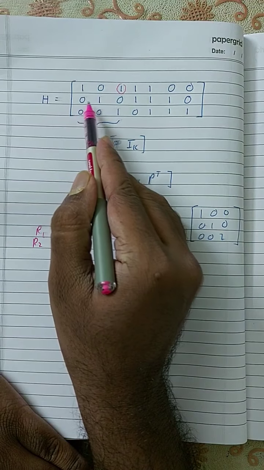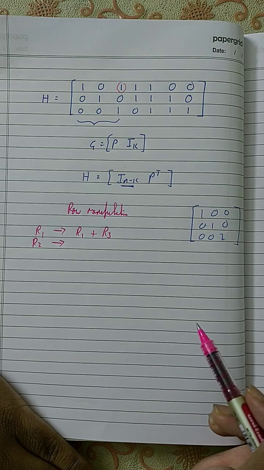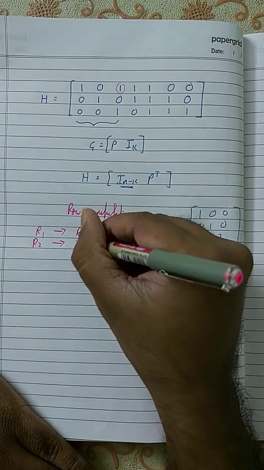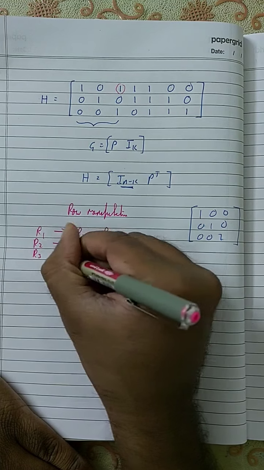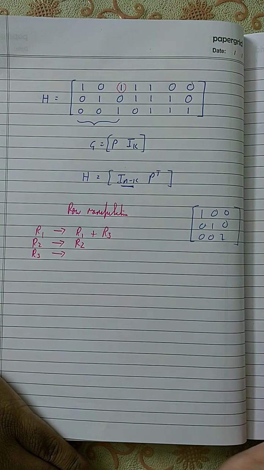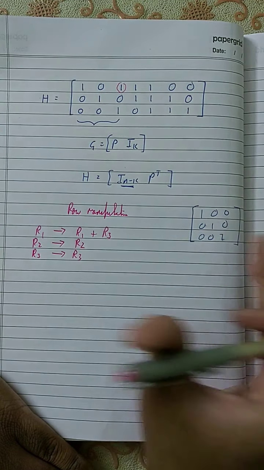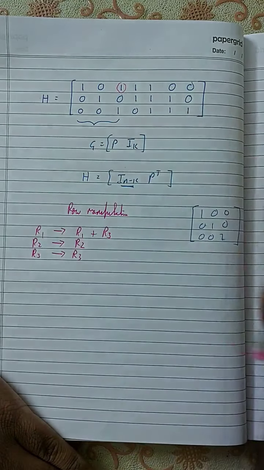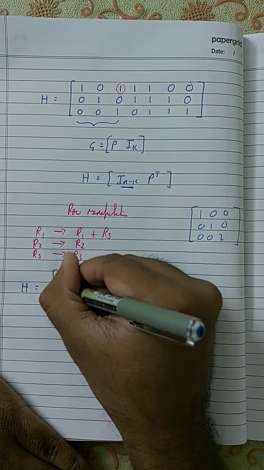That is one thing. What about row 2? If you look at row 2, the first three entries are 0 1 0, which is exactly the same as the second row of your required identity matrix. So no change is required; row 2 you can leave as it is. What about row 3? Row 3 also is 0 0 1, and that's exactly what you need. So row 3 also does not need any change. This is the only change you need, that is, only row 1 needs to be changed, right?